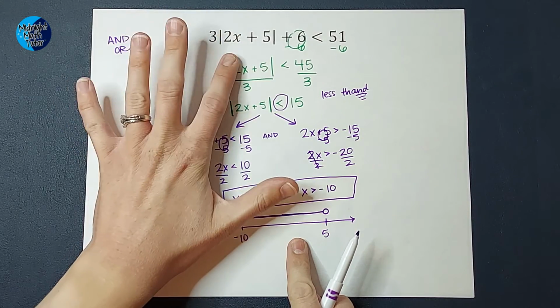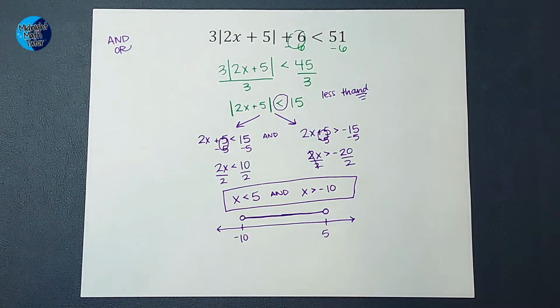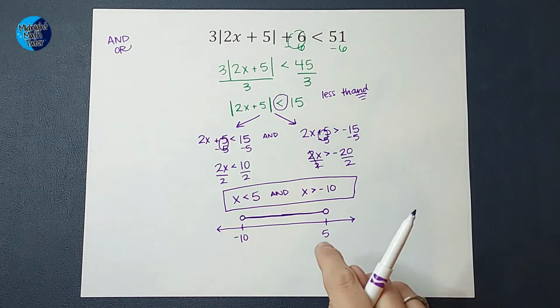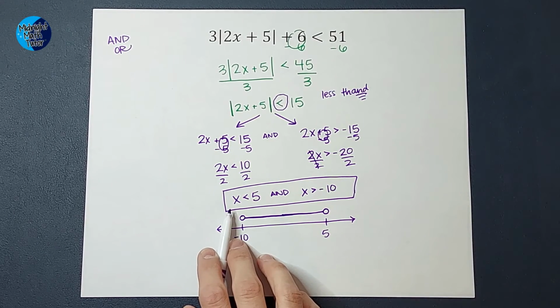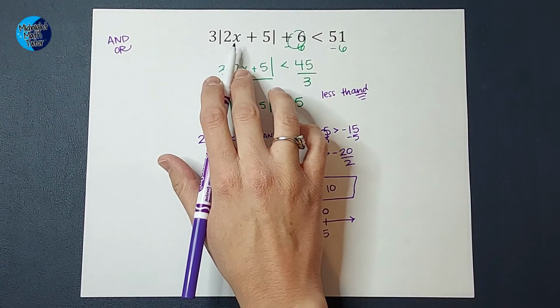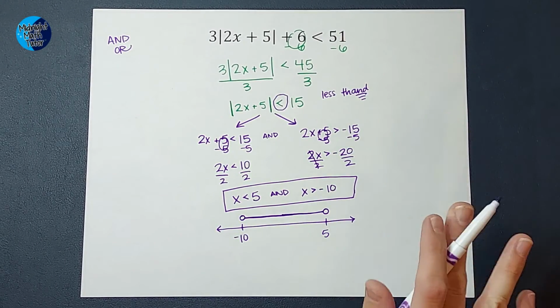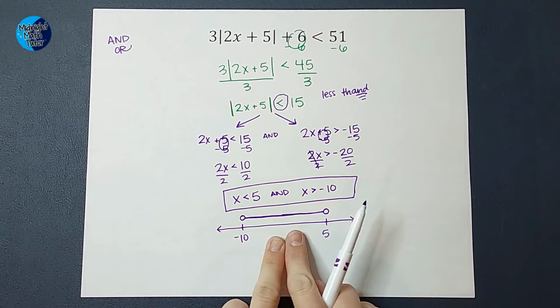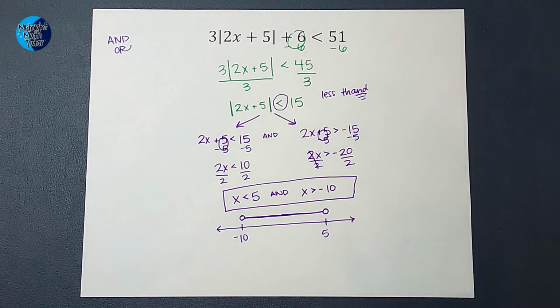You can plug it in for x and you will get an inequality statement that is true, okay? The reason the and matters is because negative 100 is less than 5, right? But it wouldn't work in here because it's not greater than negative 10. Does that make sense? So it needs to fall between both of these, fulfill both of these requirements, okay?